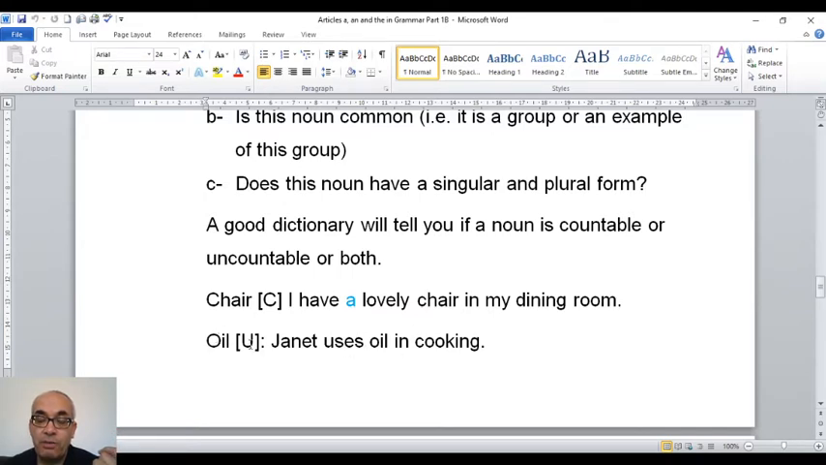Oil, U. So U means uncountable. Janet uses oil in cooking. So I don't use any article before oil, because oil is a quantity and we don't use articles a or an before quantities. Why? Because quantities are uncountable.